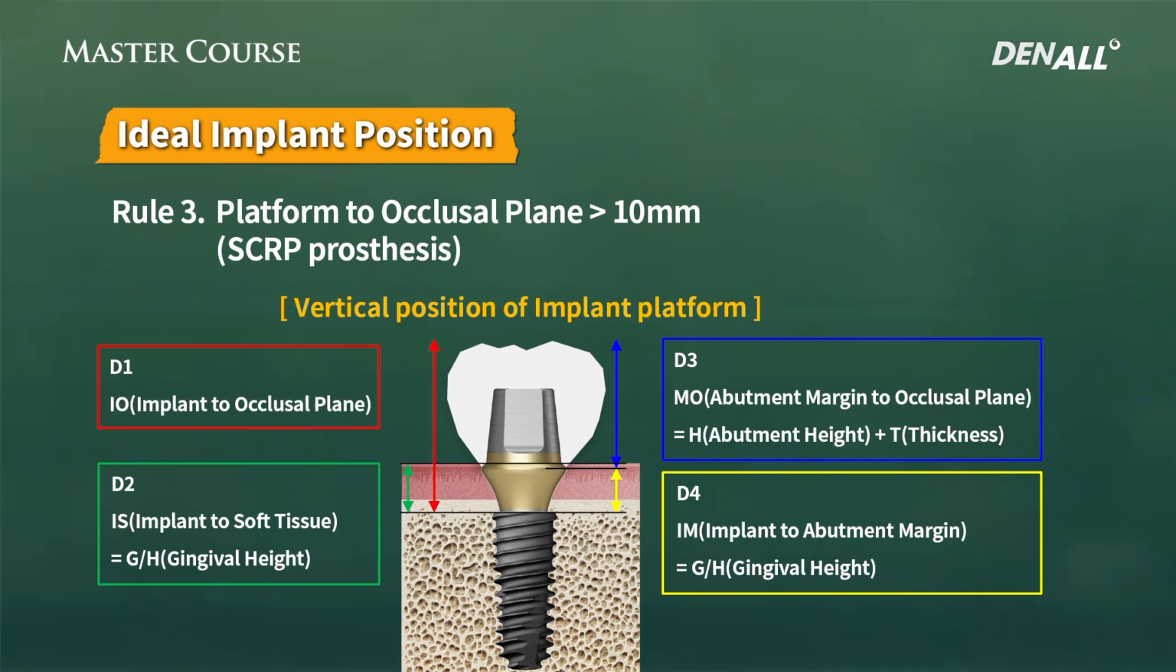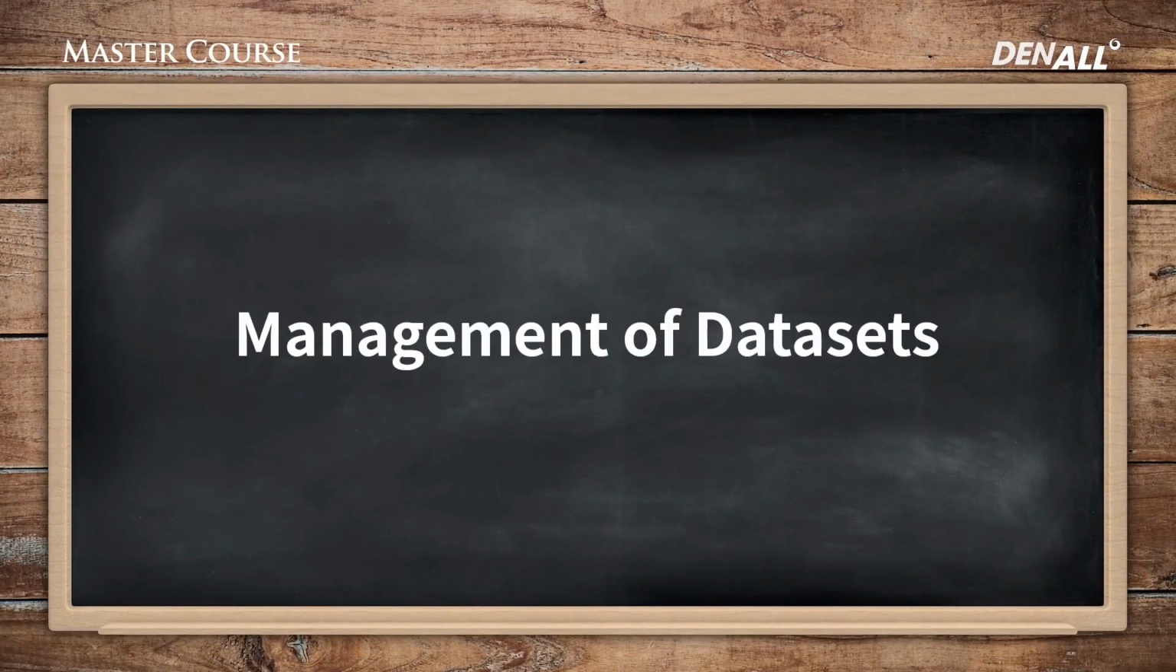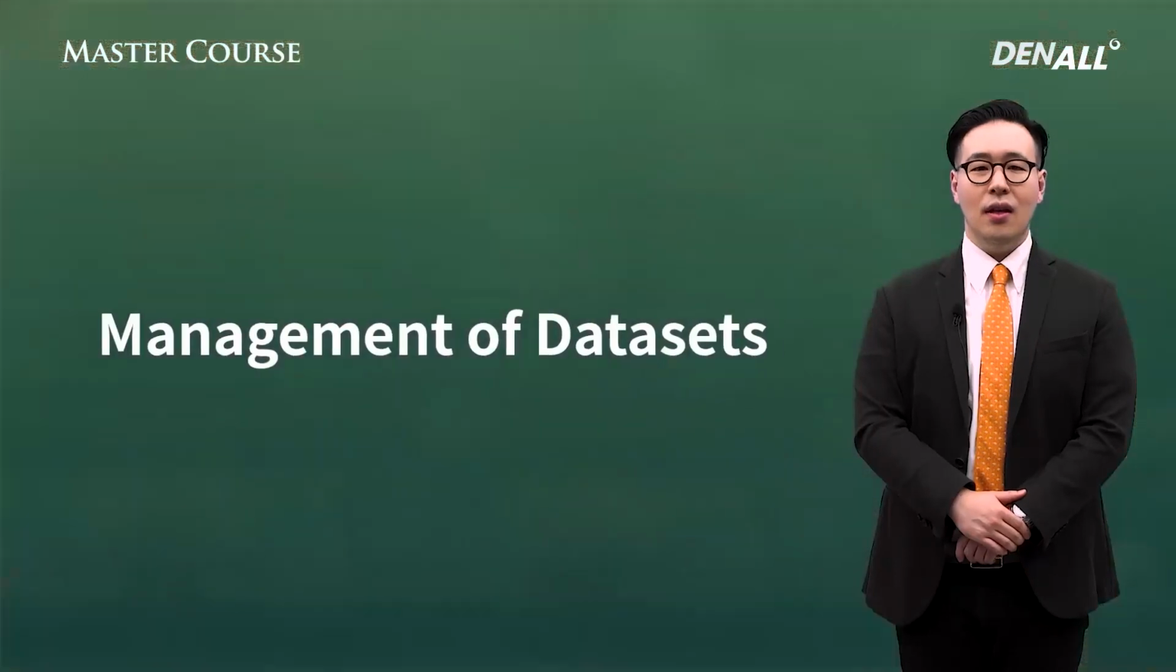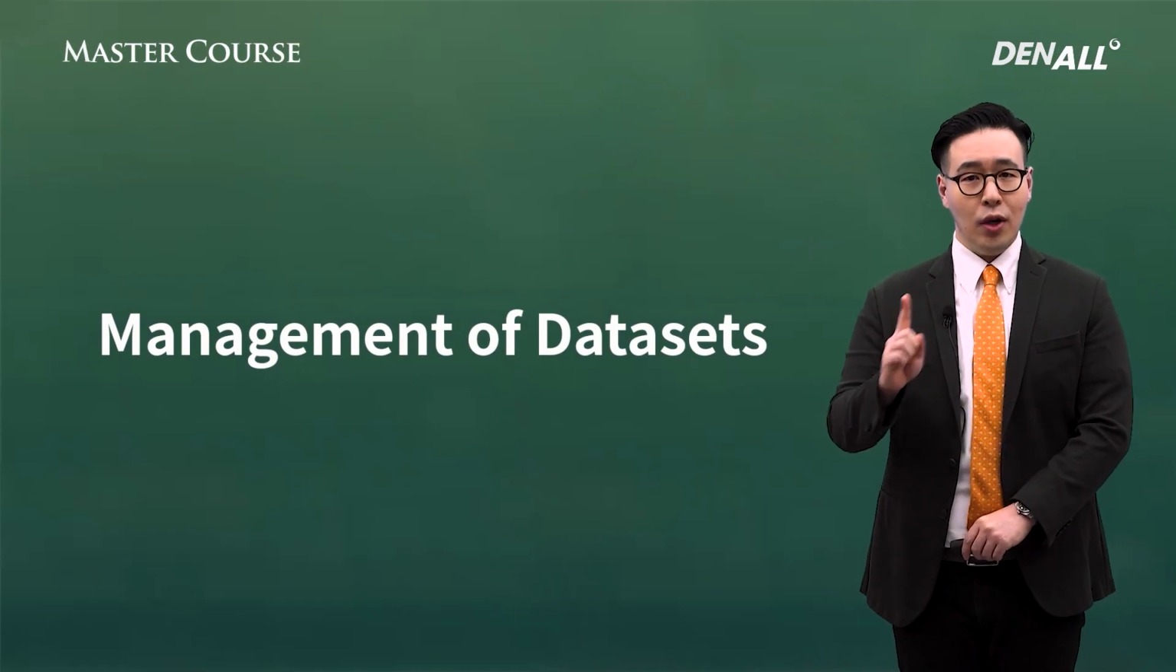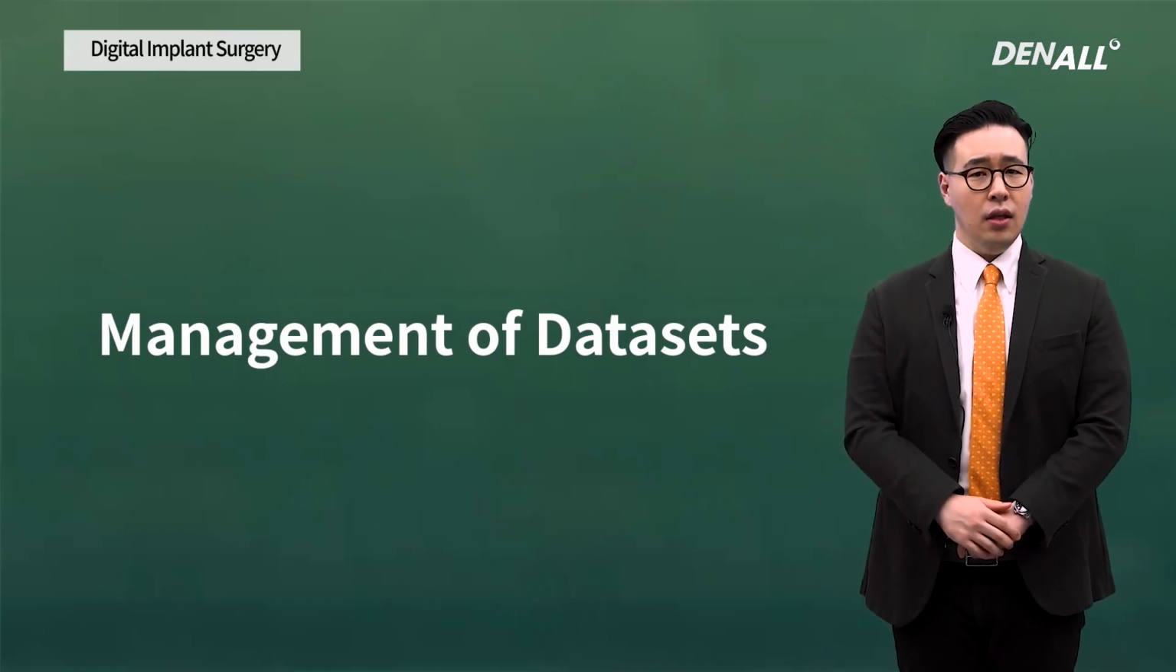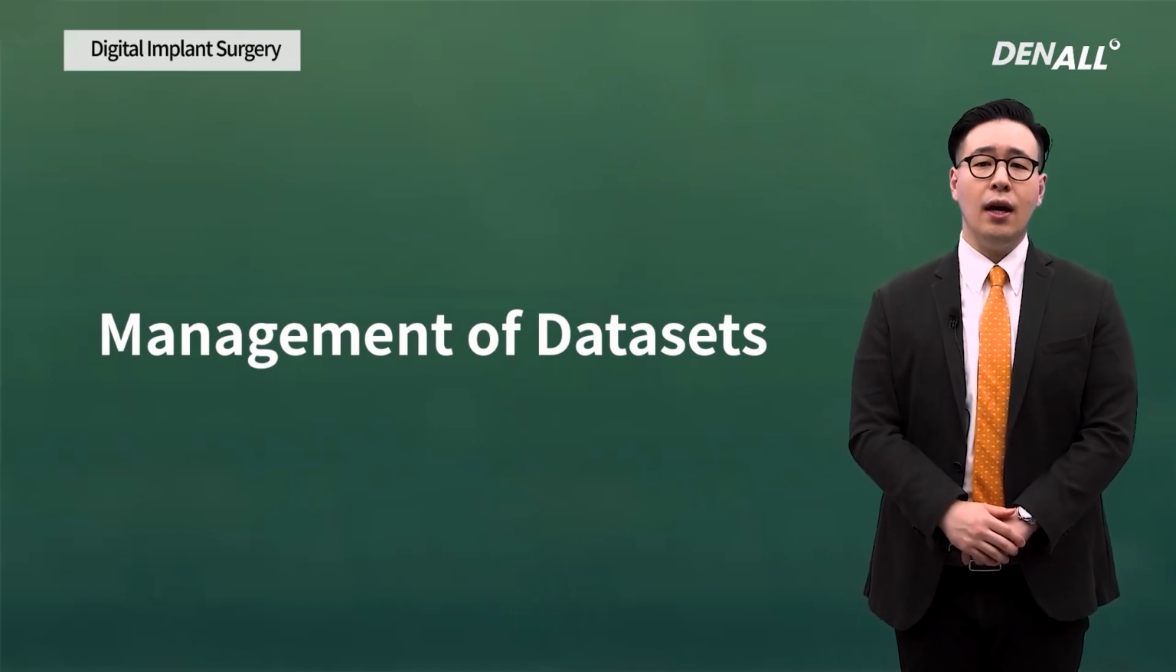In the picture, the heights of D1 and D2 can be measured in advance. If that is the case, the accurately planned implant needs to be placed perfectly. To do so, there should be no errors in the data.